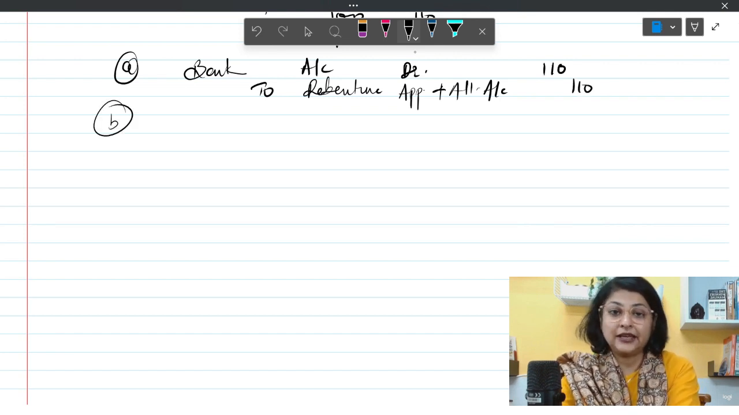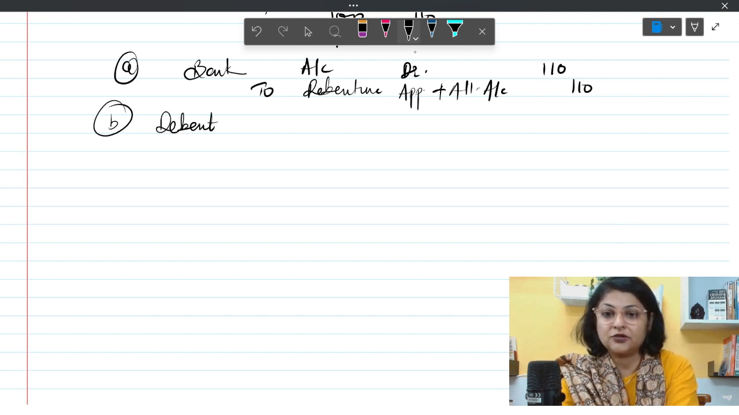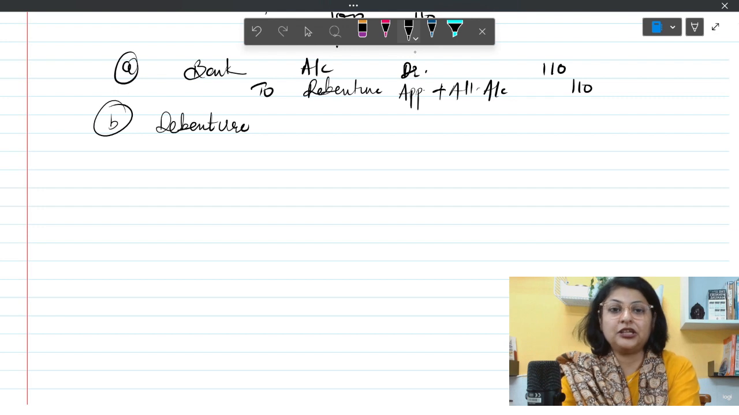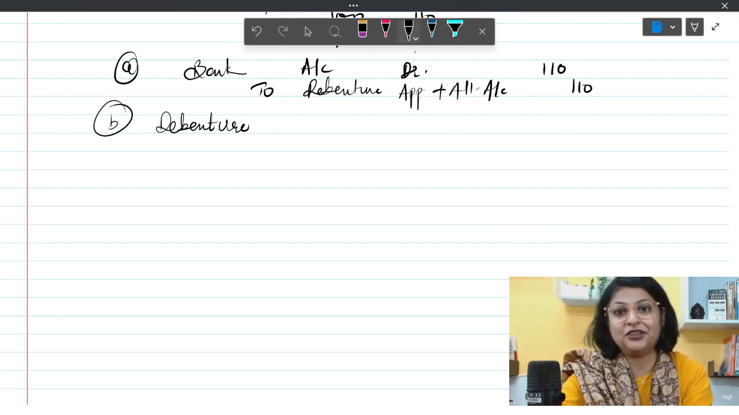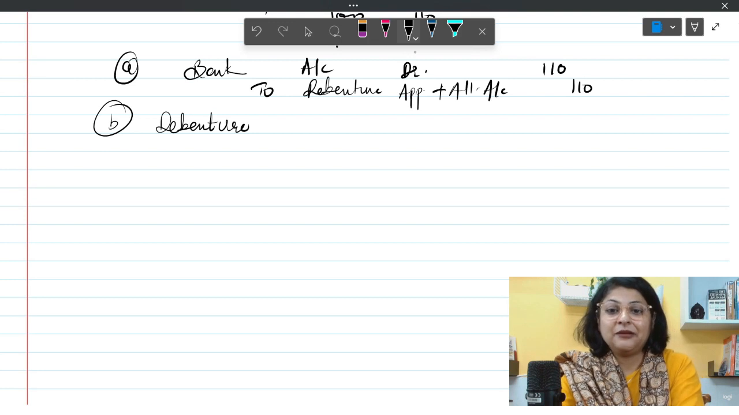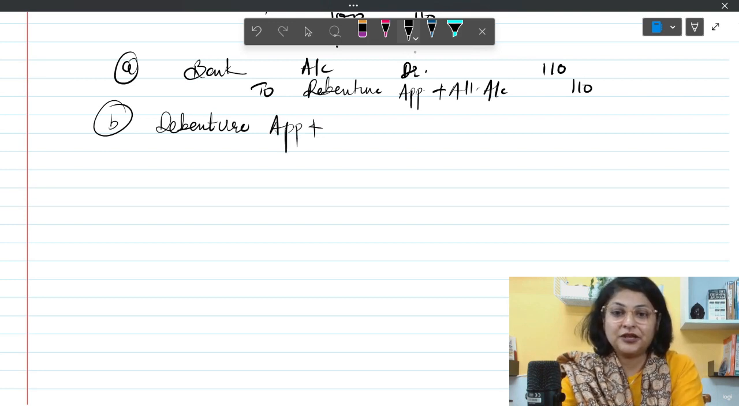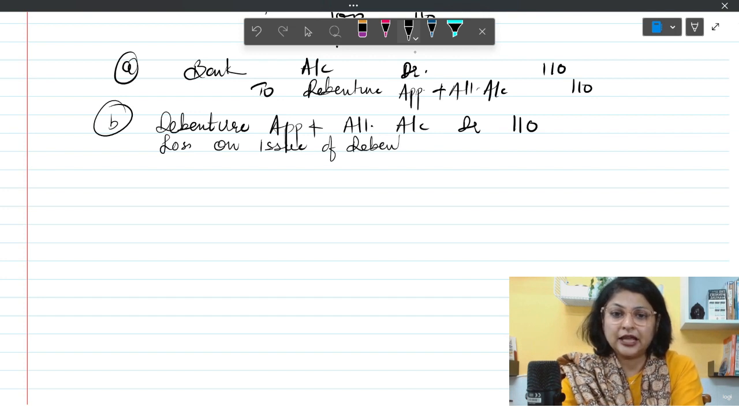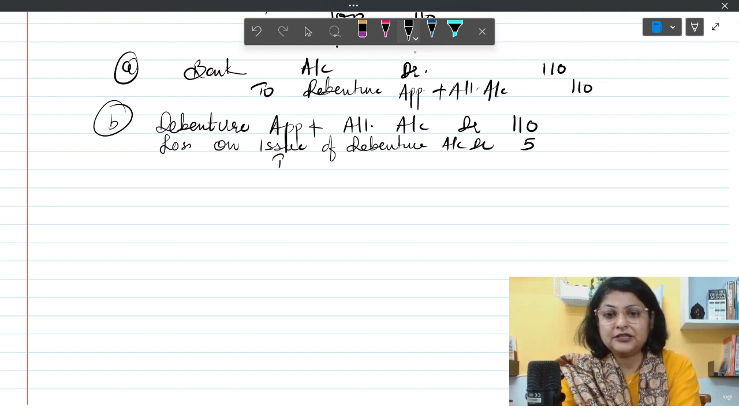Then in the second entry you have to be careful. See what will be the second entry. You may pause writing and just look at the screen. Then after finishing this, understanding this, you can pause the video and start writing. Debenture application and allotment account will be debited with 110 rupees. Loss on issue of debenture means the premium which you are paying at the time of redemption. It will also be debited being capital loss with 5 rupees.